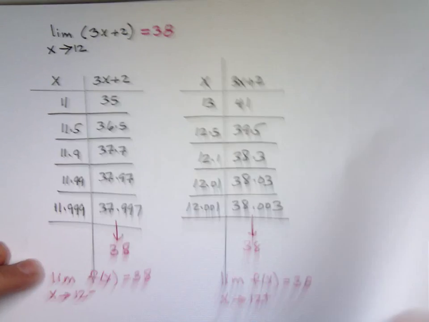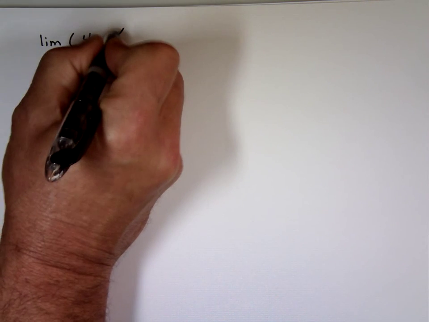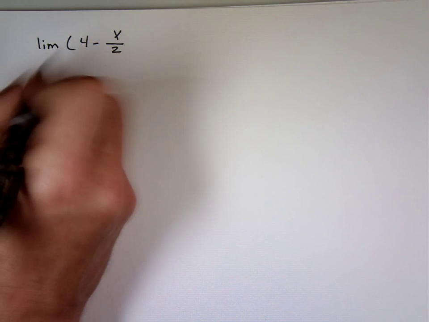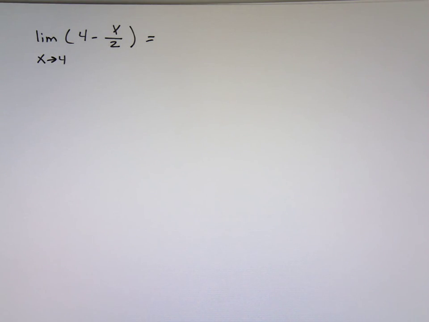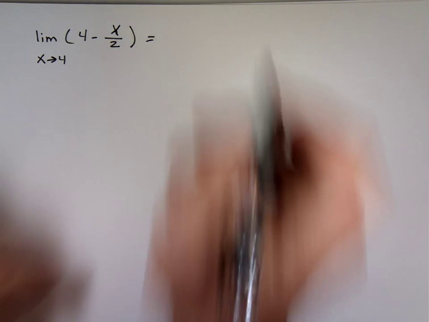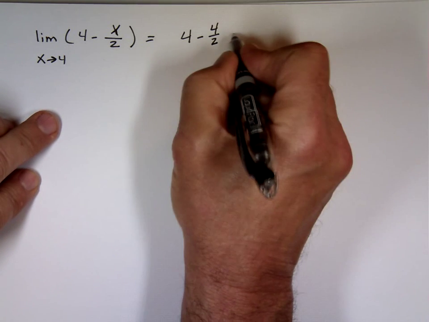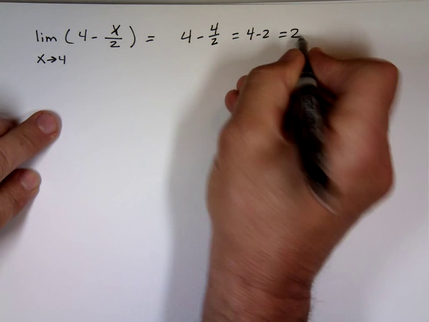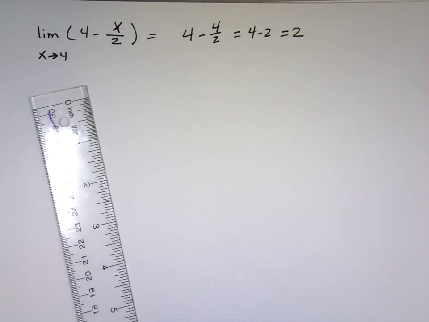So if I gave you this problem, find the limit of 4 minus x over 2 as x approaches 4. Try direct substitution first. If you have an answer, you're done. Let's see, 4 minus, when x is 4, what's 4 over 2? What's 4 minus 2? Is that a 2? Let's see if it really works. I'll test it again one more time just to show you that if I did a direct substitution or made the table, I'm going to get the same answer.